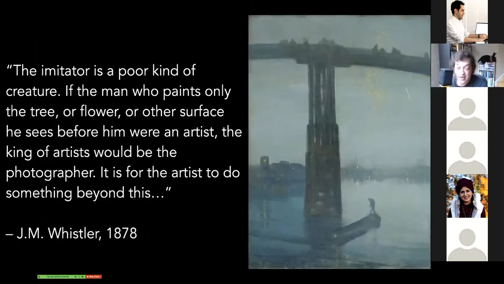And so his answer to this challenge was these nocturnes, like the image on the right, which is a sort of gauzy, atmospheric thing that the prior pictorialist photographs were not doing.